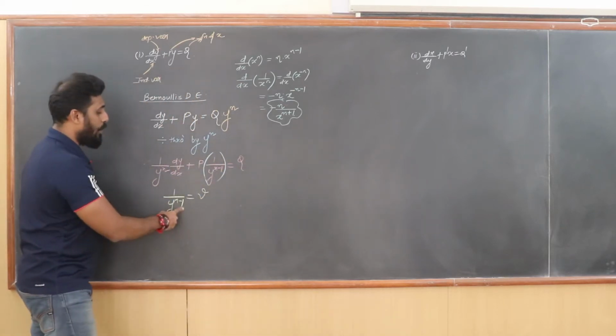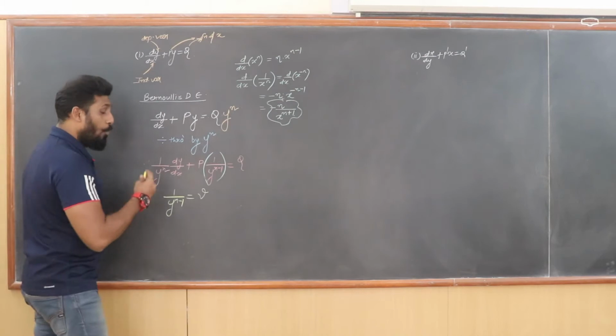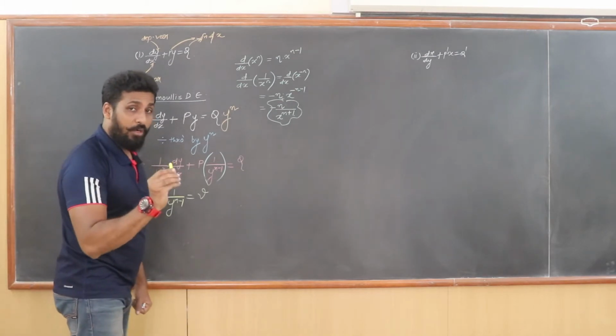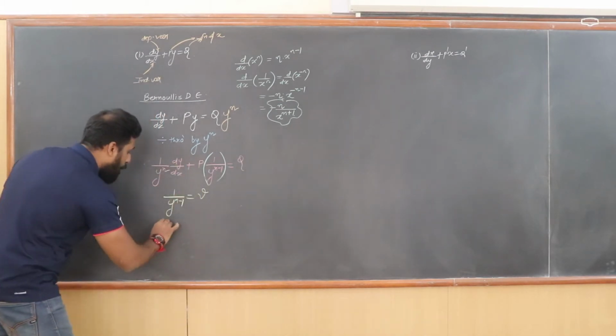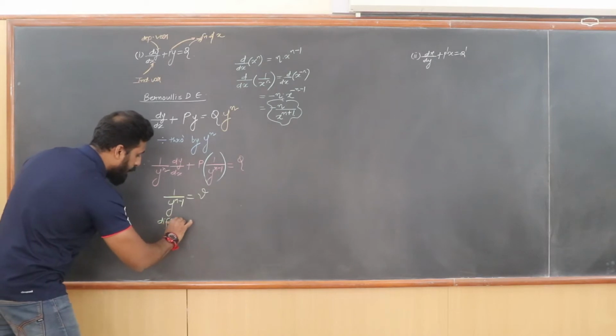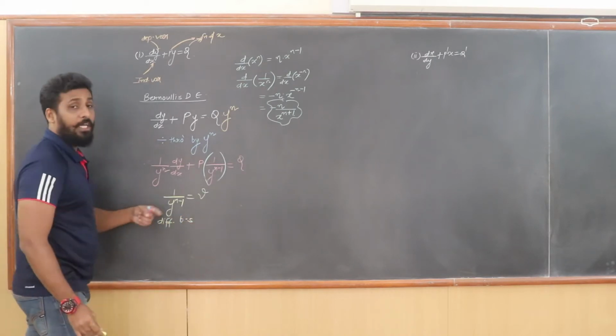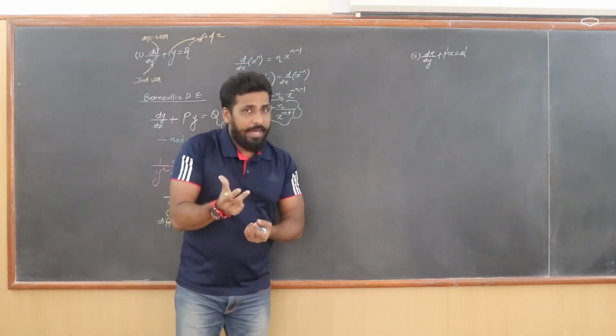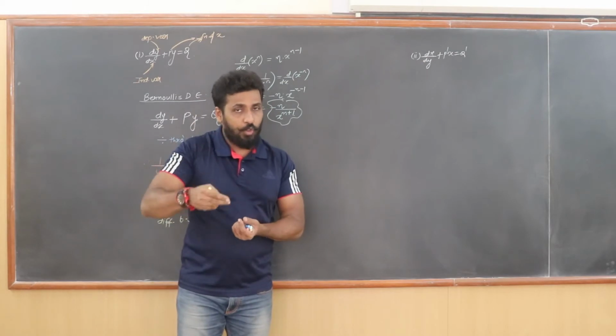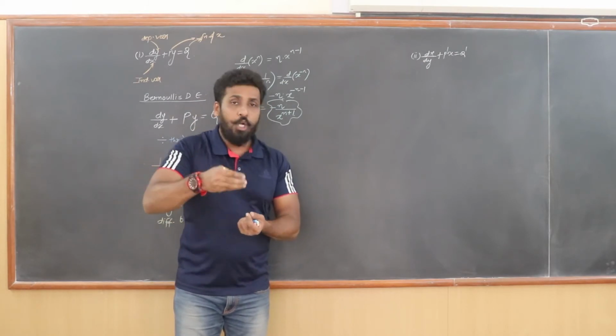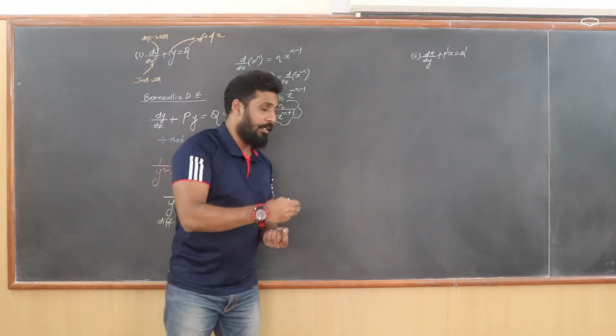So 1 upon y raised to n minus 1 is taken as v. More important now, this is the most important part that we should always remember. I'm going to differentiate both sides. See, you are changing from a variable y, which was your dependent variable, to a new variable v.